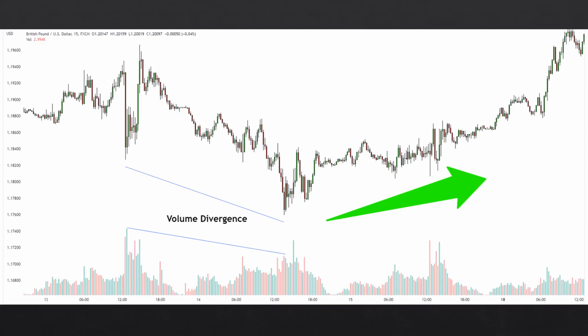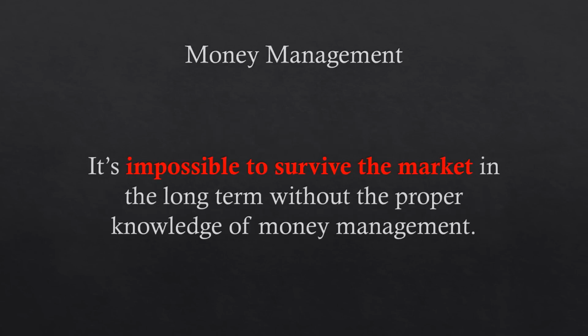So far, we only talked about trading techniques, but a good technical analysis course cannot fail to mention money management, as it is a crucial part of trading. It's impossible to survive the market in the long term without the proper knowledge of money management, no matter how well you understand and apply trading techniques.